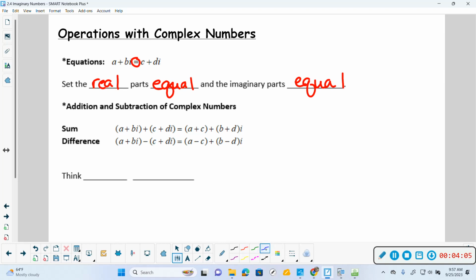Same for adding and subtracting. You're going to add the real parts together, and then do the imaginary. Same for subtracting. So again, I always just think like terms. No mixing and matching. Pretty easy, pretty common sense. See, even though it looks like long notes, we're already through the first page, and the next page goes pretty quick.